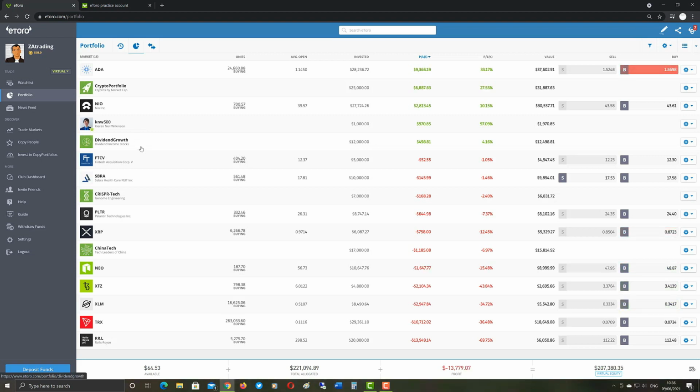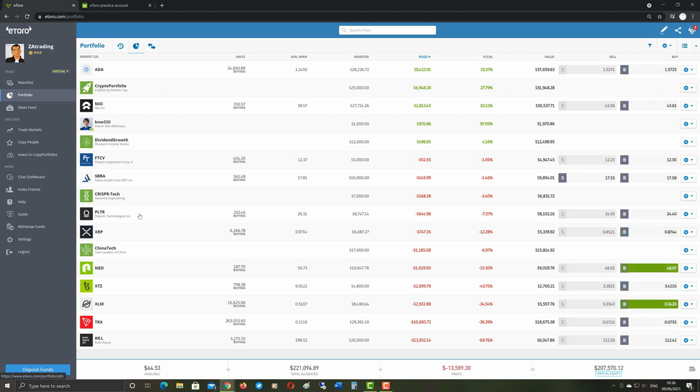I've invested in some copy portfolios as well, dividend growth, crypto portfolio. You can see CRISPR technology, which is genome engineering type portfolios or stocks. So I've invested in some of them. I've invested in Palantir as well, technologies.